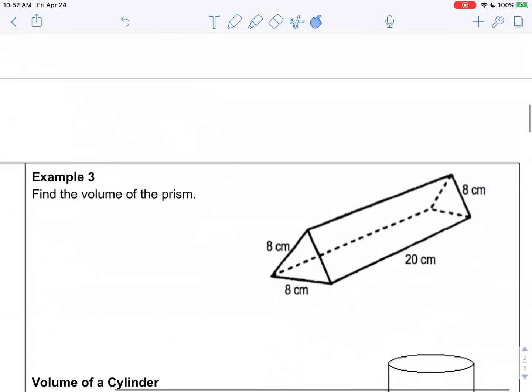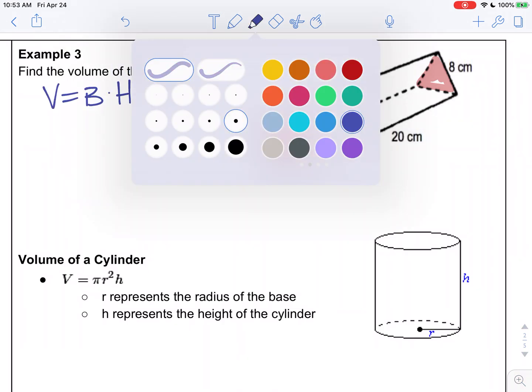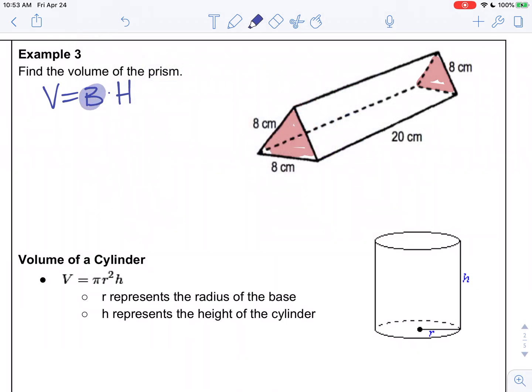All right, cruising along. Here I want to find the volume of the prism. I'm noticing that I have two parallel and congruent bases here. Okay, so I'm thinking about big B times big H, and I'm going to replace big B with the formula for the area of a triangle. So I'm going to replace big B with 1/2 base times height. All of that goes in for big B times my big H, which is the height of the prism.